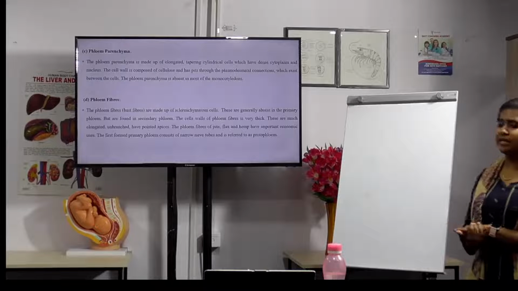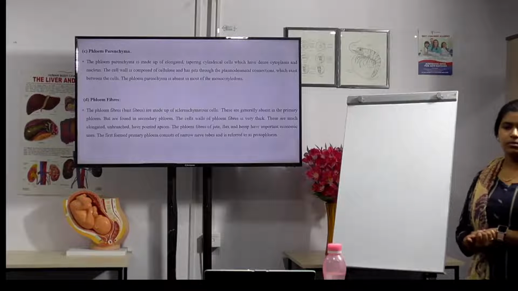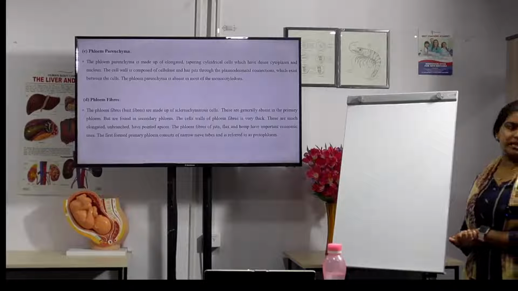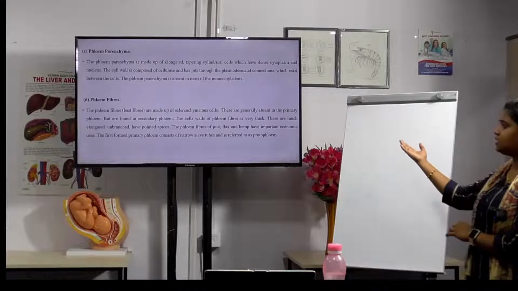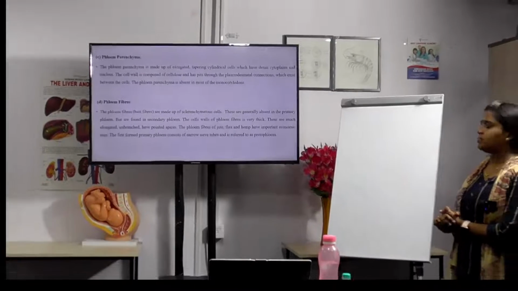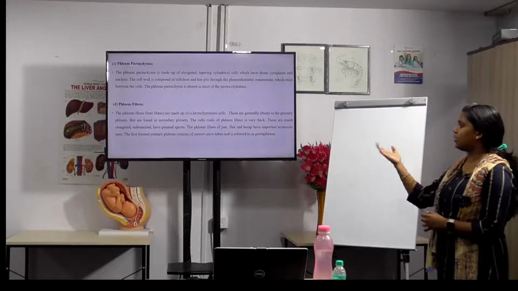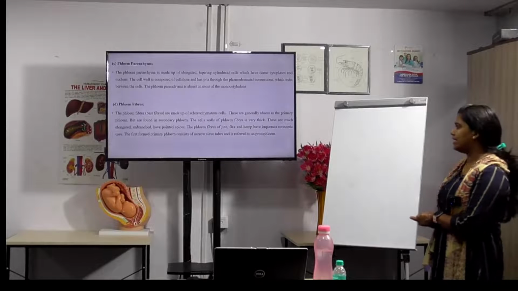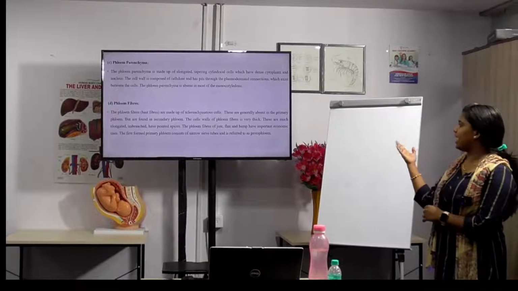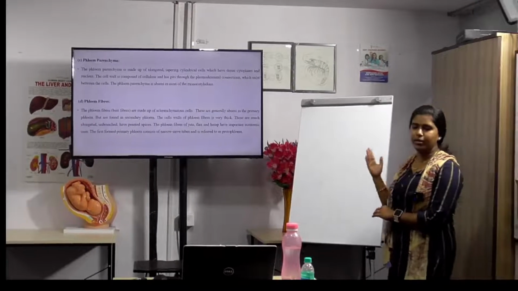What are primary and secondary phloem? The early stage is primary phloem, and the next stage is secondary. The walls of the phloem fibers are very thick, much elongated, unbranched, and have pointed apices. Fibers of jute, flax and hemp have important economic uses.